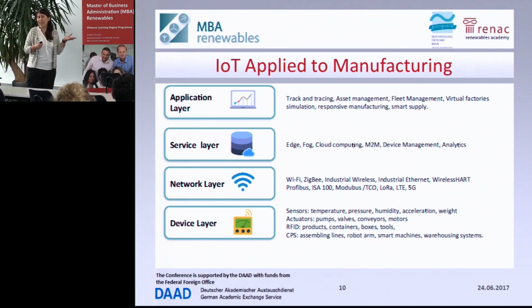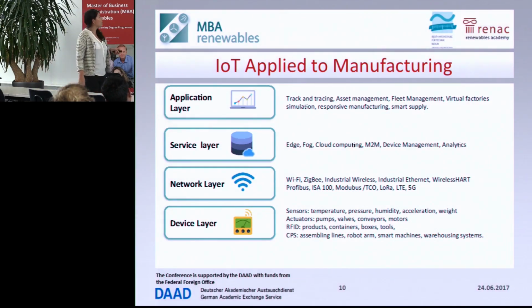Also radio frequency identification, such as tags for products, containers, tools, in order to locate them and see where they are faster. And also cyber physical systems, which are more complex systems that have their own intelligence, such as assembly lines, robot arms, etc. We have a network layer and a service layer, and these layers are more concerned with IT. These layers can be reused depending on the manufacturing.